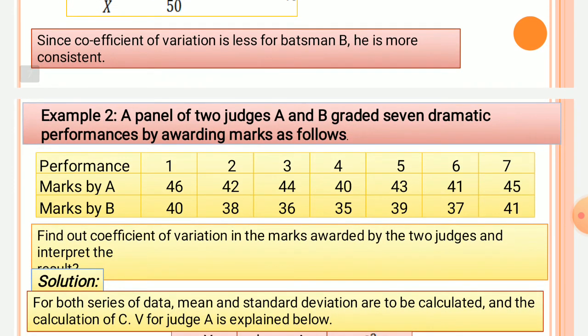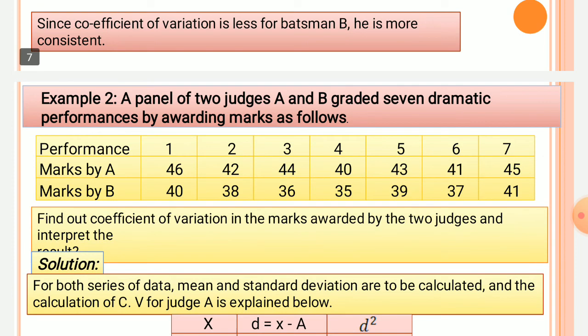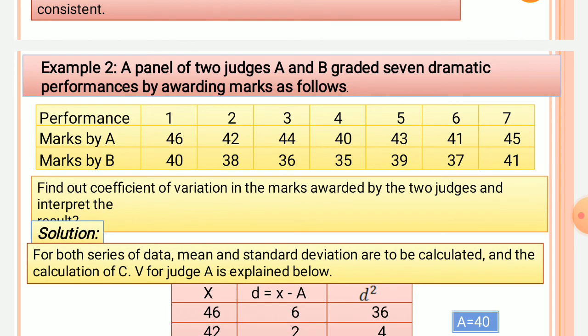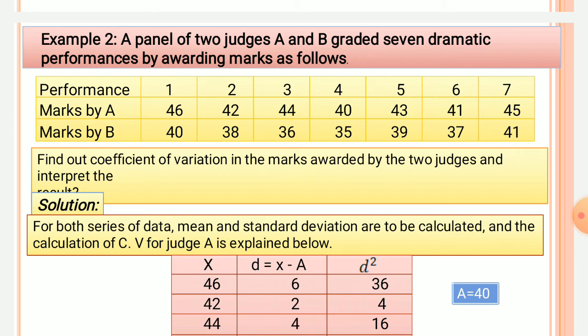So in the next problem, a panel of two judges A and B graded seven dramatic performances by awarding marks as follows. So here the second problem we are also calculating. By calculating this formula we can understand clearly how to calculate coefficient of variation. So performance is given, and marks by A and marks by B. So find out the coefficient of variation in the marks awarded by two judges and interpret the result.